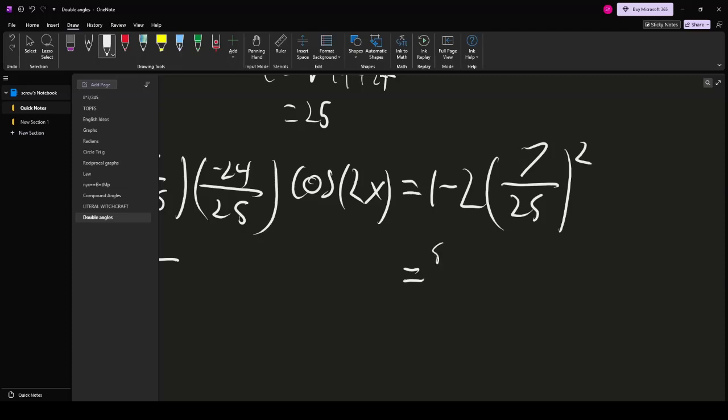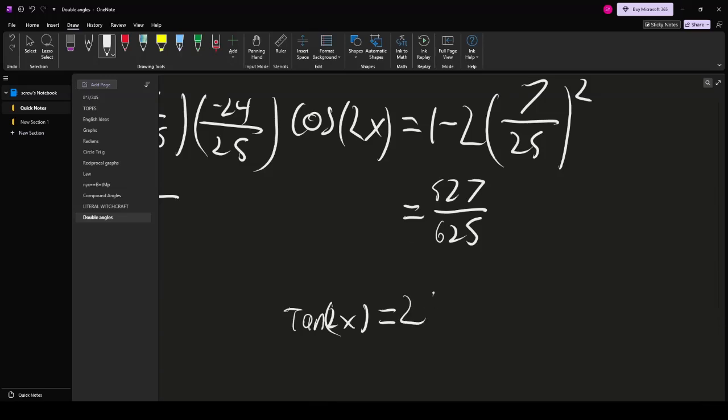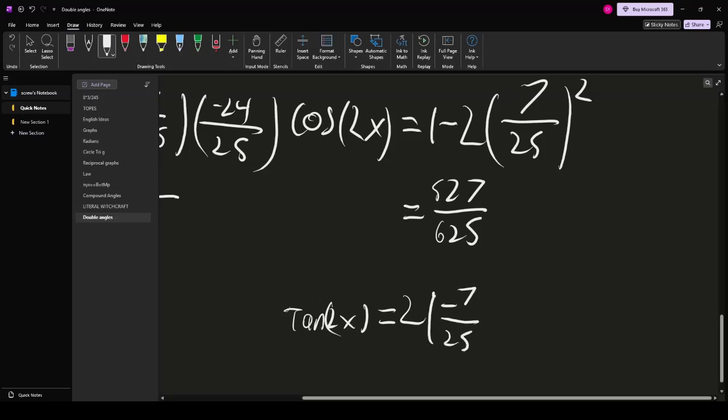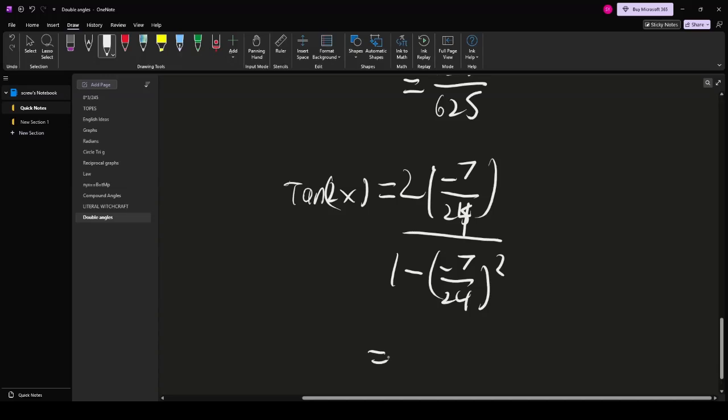Right, and we get 527 over 625. And then, tan 2x is equal to 2 tan x over 1 minus that same fraction squared, right? So again, punch that into your calculator.